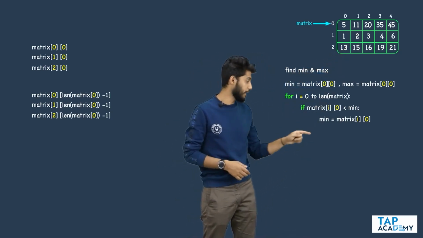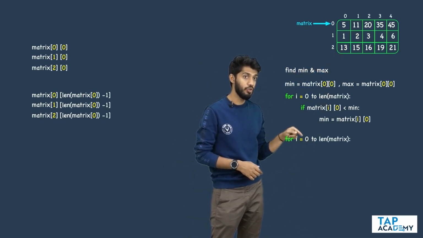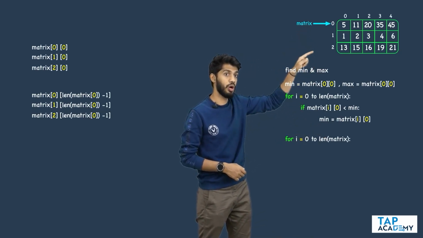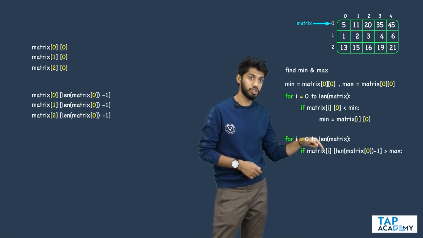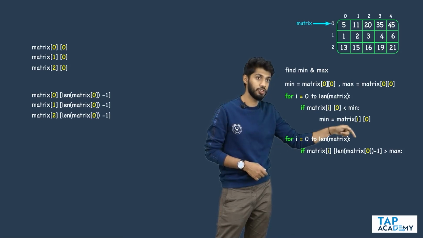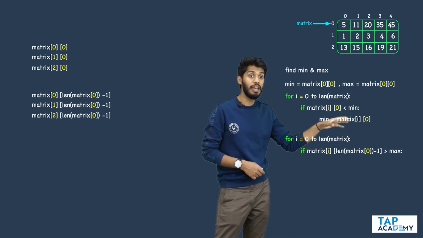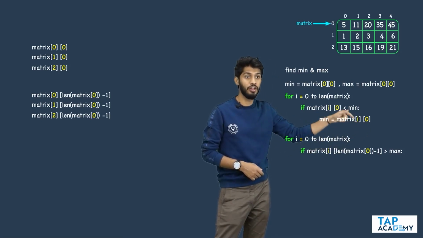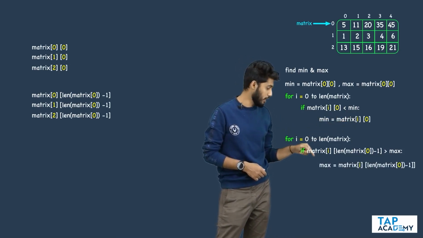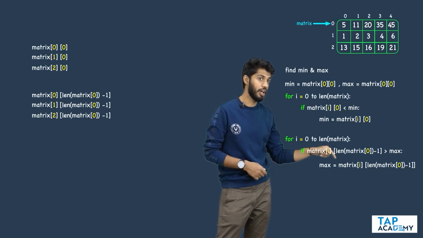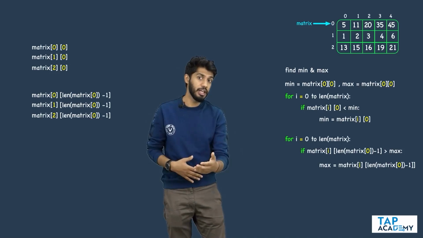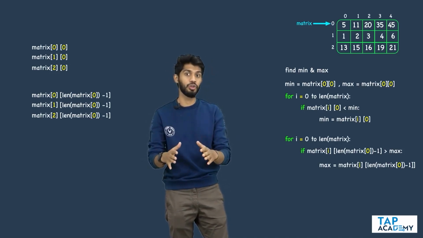Now what I need to do is write one for loop same as the above. For i starts from 0 and goes to the last index in the row, 0, 1 and 2. So length of matrix. Next I need to say, if matrix of i comma the last column, that's nothing but length of matrix of 0 minus 1, if that is greater than the max value, I need to replace the max value. So I will say max is equal to matrix of i and length of matrix of 0 minus 1. I hope finding min and finding max is completely clear to you guys.